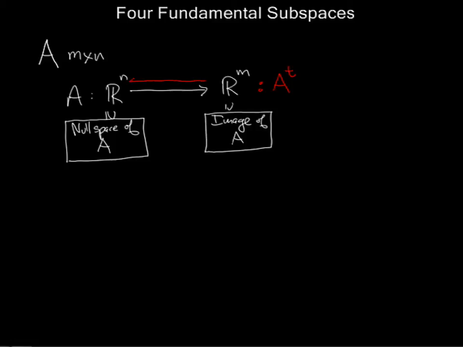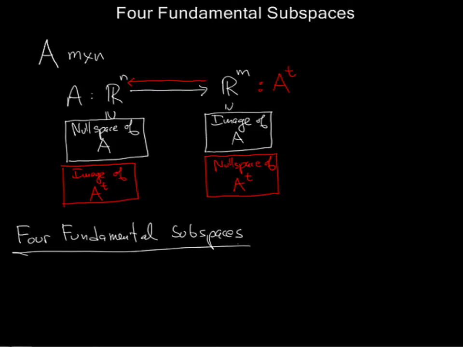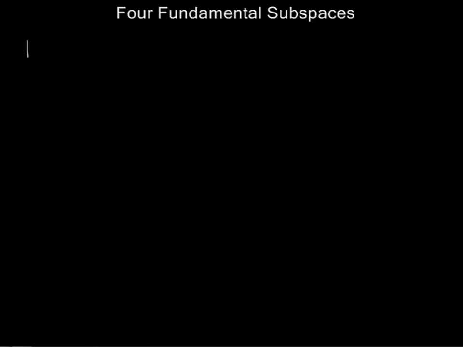And then we look at the transpose, which is an n by m matrix going the other way, and then the null space and the image switch sides. The null space of the transpose is over here, and the image is a subspace of R^n. And that's it. Those are the four fundamental subspaces associated with a matrix. So that's pretty much what I talked about last time.